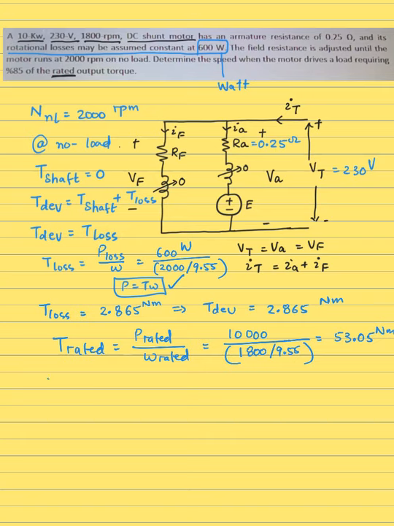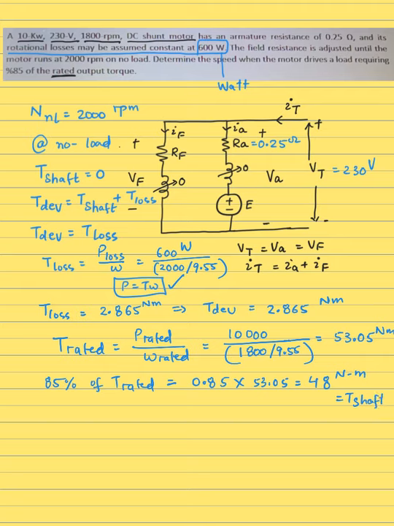Now we want 85% of the rated torque. So we want to determine the speed when the load needs to be fulfilled at 85% of the rated torque, which gives you 0.85 times 53.05. And we calculate the torque at 85% as 48 Newton meters. Okay, so that's the load torque, or that's the shaft torque we want to see.